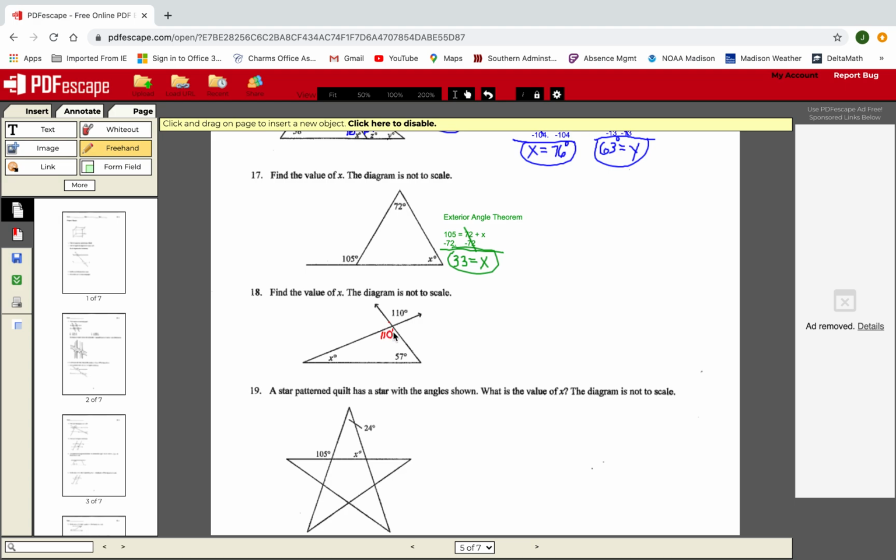And now we can use the triangle sum theorem. Everybody loves the triangle sum theorem. x plus 110 plus 57 equals 180, because all three angles of any triangle add up to 180. We knew that. All right, so here we go. Grouping our like terms here. 110 plus 57. I'll bring down my x.